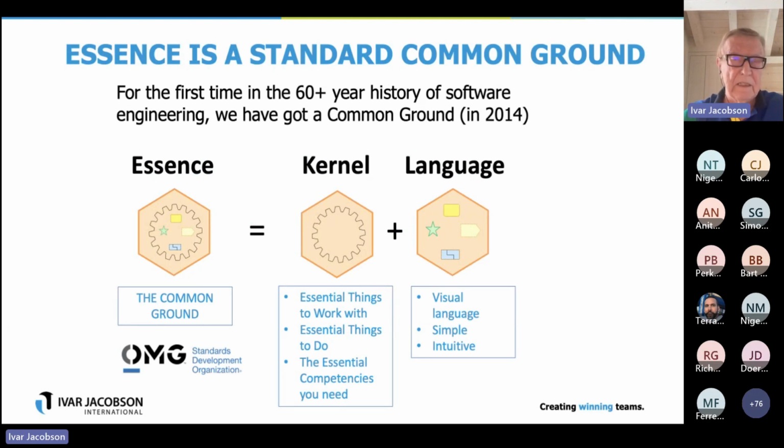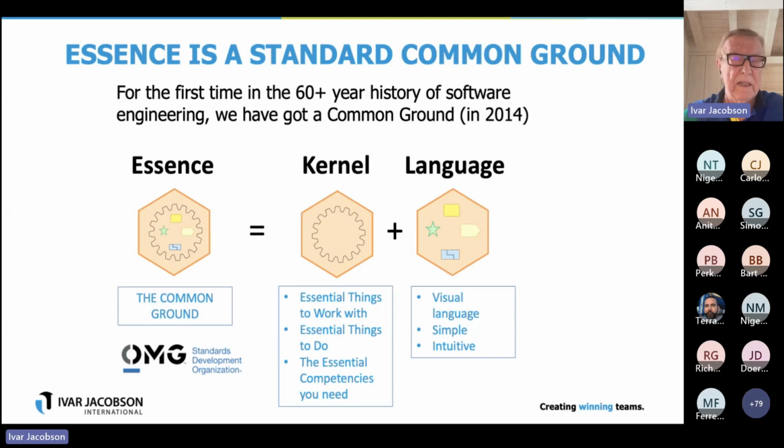We have never had one in the history of software engineering until 2014, when the Object Management Group took the standard Essence. That took 5 years to go through a very thorough process. Essence is basically two things. It's a language, a very simple, intuitive language, and it is a kernel that is specific for software engineering. There is nothing controversial. We took away everything that could be controversial. Hundreds of people in OMG have reviewed and helped make this a standard.